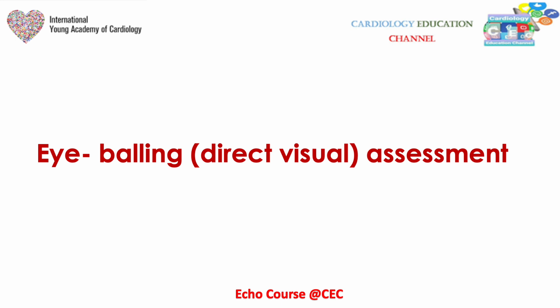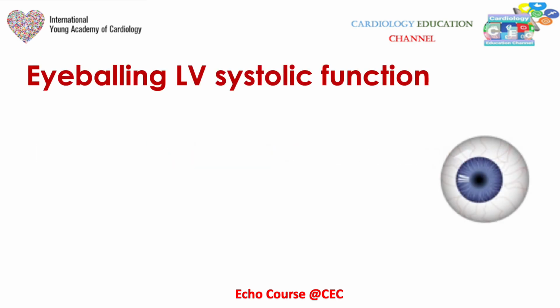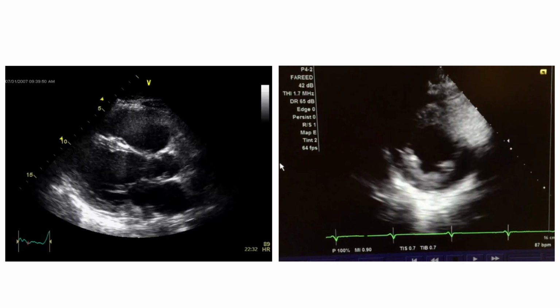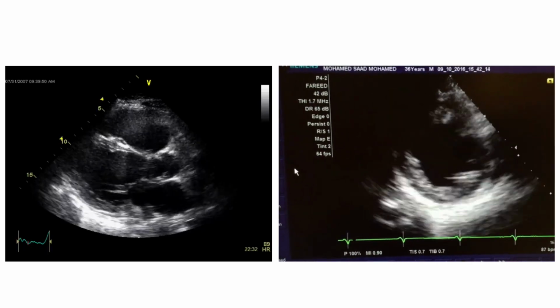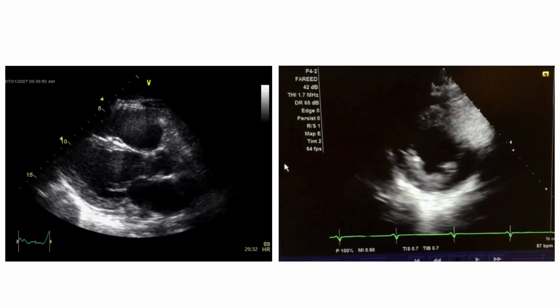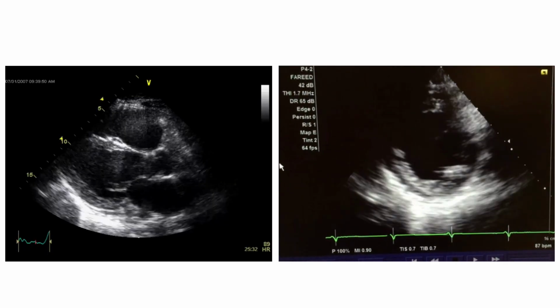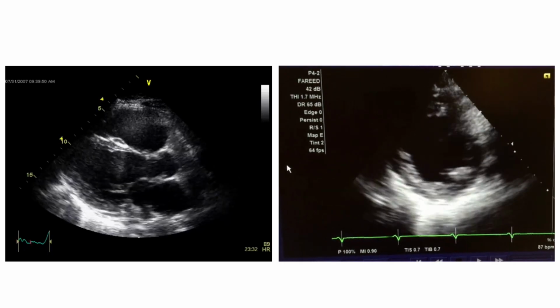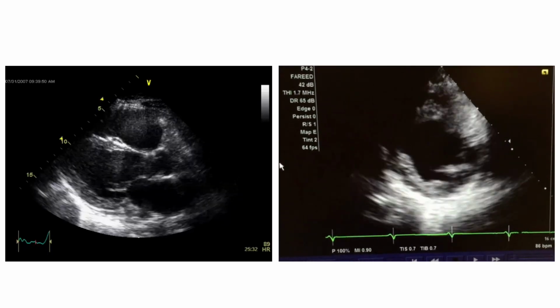Now moving on to the eyeballing assessment, or the direct visual assessment, of the left ventricular ejection fraction. When you are experienced, the eyeballing may be reliable and even better than other 2D derived parameters. This is especially true for poor image quality, because the Simpson method has its limitations here. As you can see here, you can say the one on the left side is a severely impaired ventricle, while the one on the right side is a normal ventricle. Without taking any measures, without taking any numbers, just by eyeballing assessment you can judge.